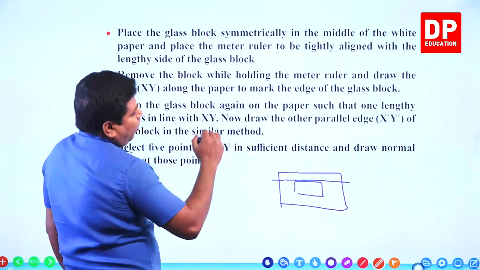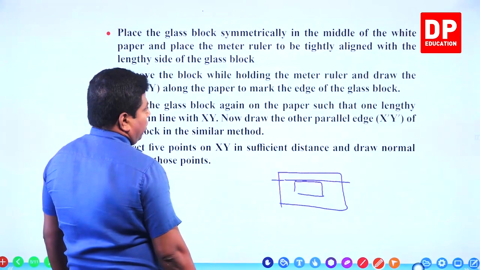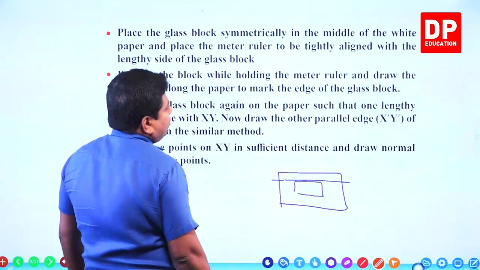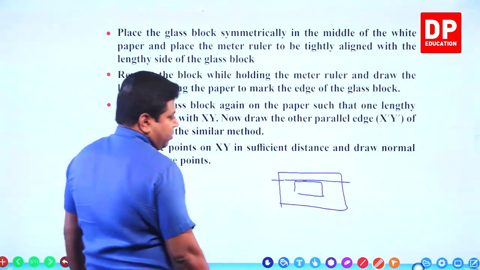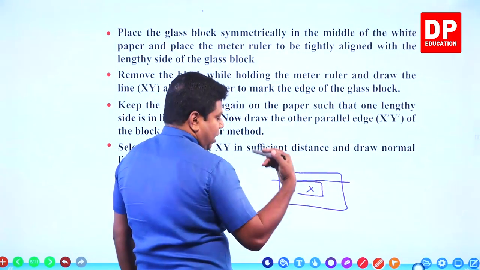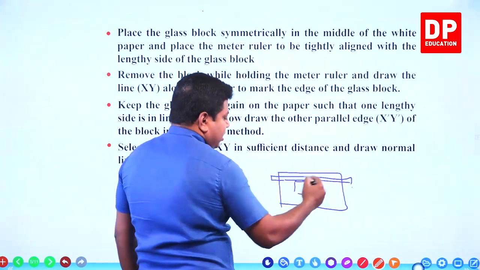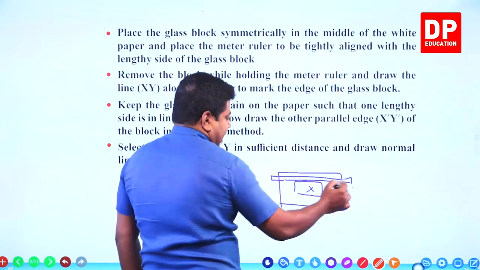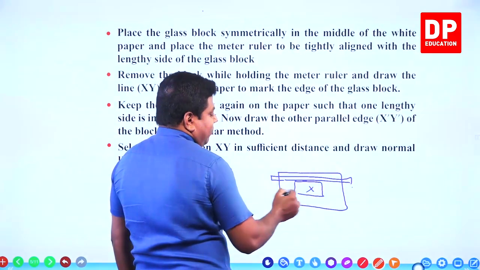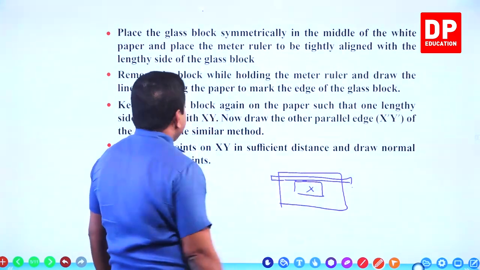Remove the block while holding the meter ruler and draw the line XY along the paper to mark the edge of the glass block. That means, now what you do? Remove this glass block, take it out. You already have the meter ruler here, right? Hold this meter ruler tight and draw this line. That line will indicate the border, the edge of this glass block.